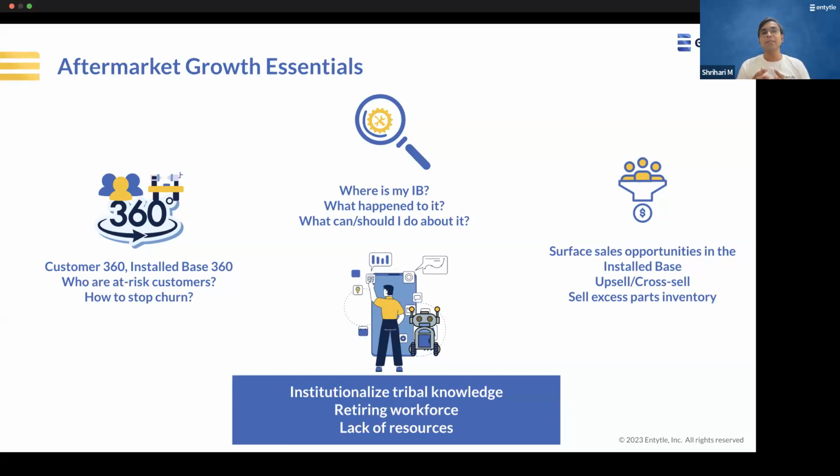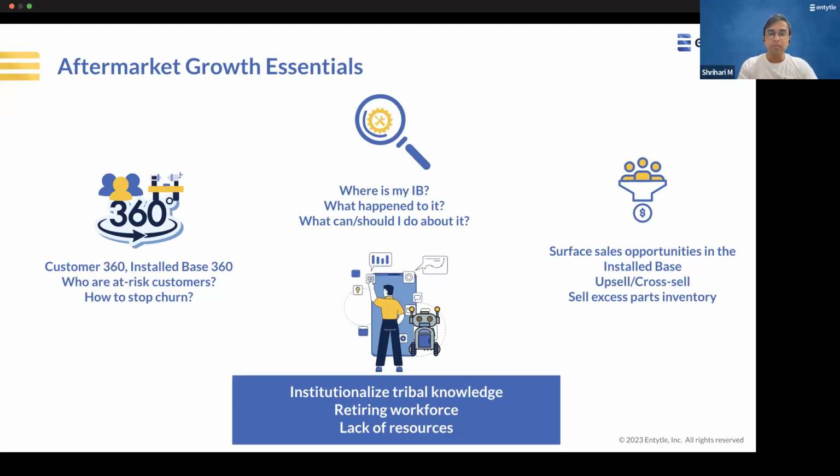And what really happens, and we have seen this among a plethora of our customers, is that all these things I'm talking about, everything around install base, is part of the tacit knowledge of certain people, and this knowledge is not really institutionalized. This is where the culture and the process change that we're talking about comes in, and this is where tools like Entytle come into the picture. What we have done is build a standard set of processes around your install base, and we allow you to achieve your aftermarket growth.